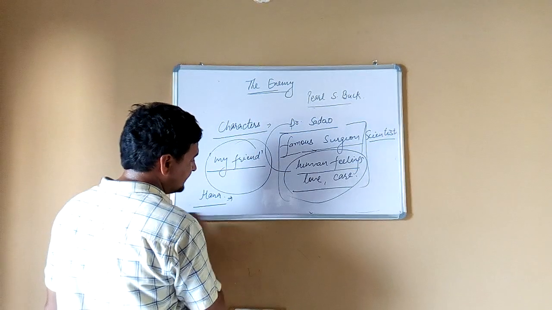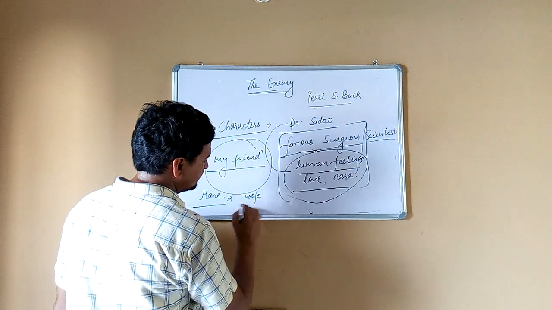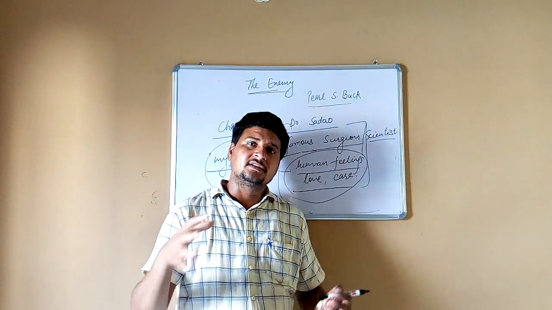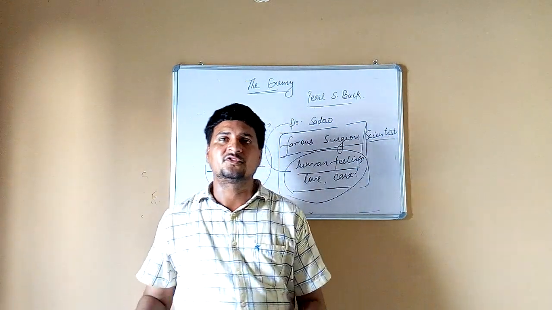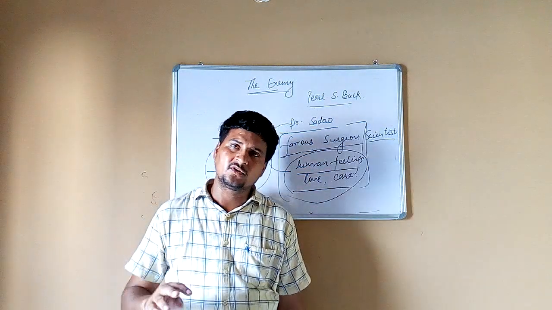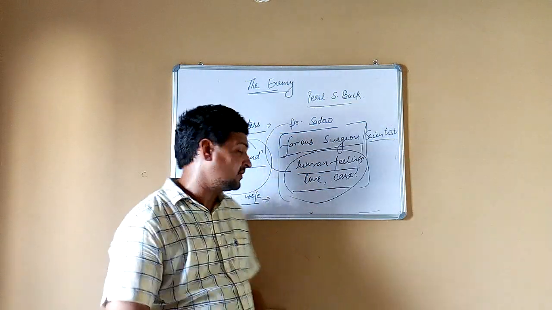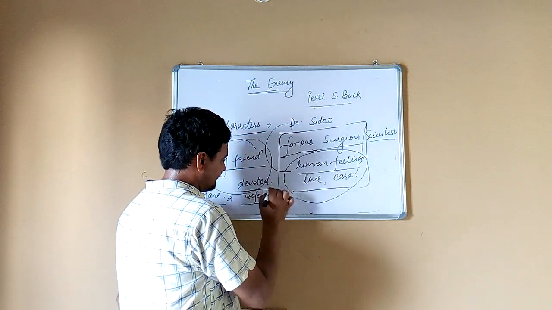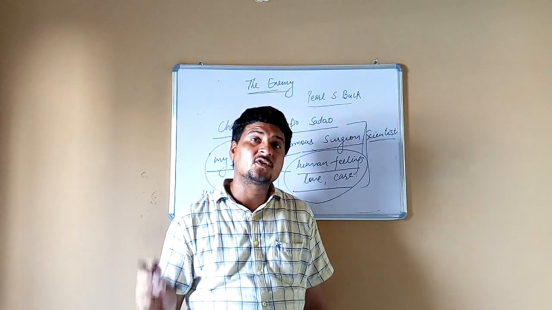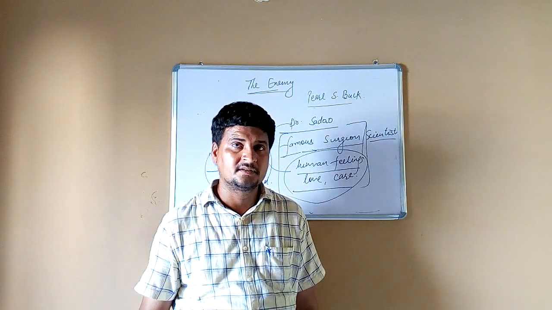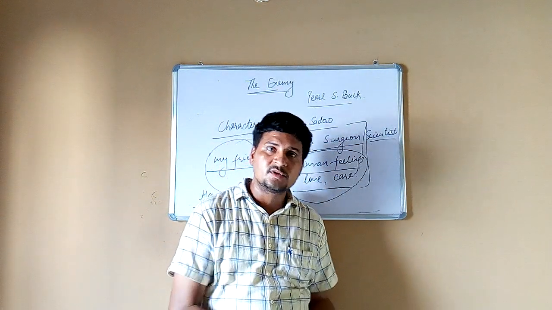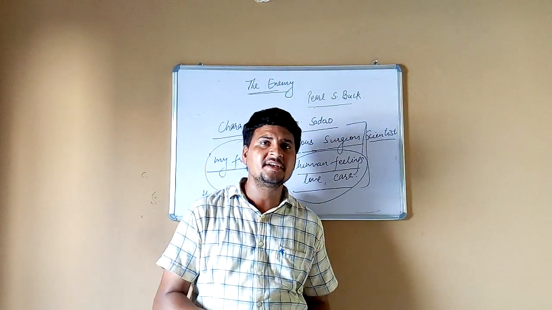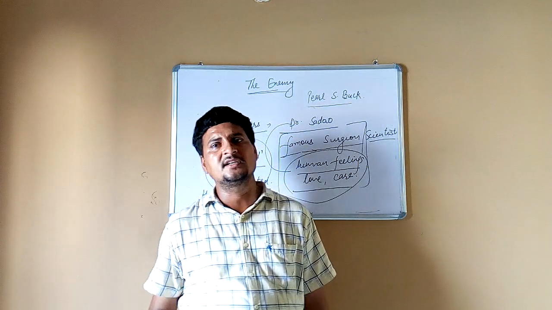Now the second character is Hana. Hana is the wife of Dr. Sadao. Dr. Sadao met her in America when they were there for their studies, and after that they got married. Hana is a devoted wife. She supports him in everything Dr. Sadao does: bringing him home, washing his body, treating him, caring for him, feeding him. In everything, she supports the doctor.